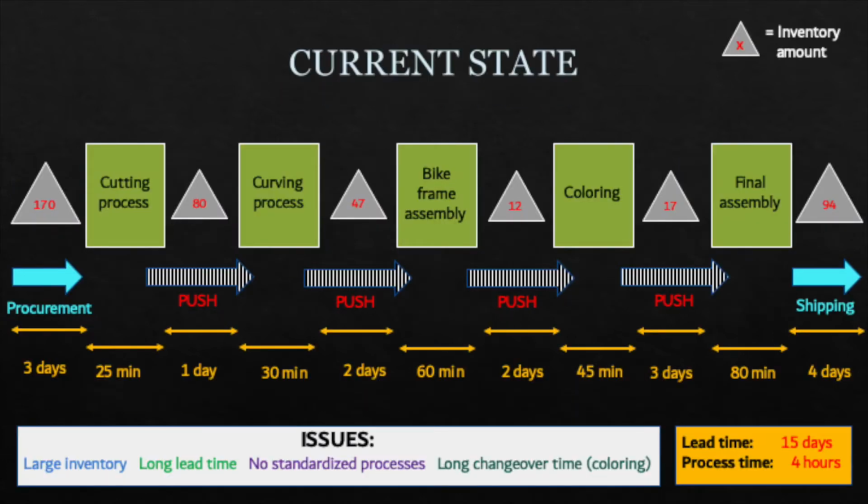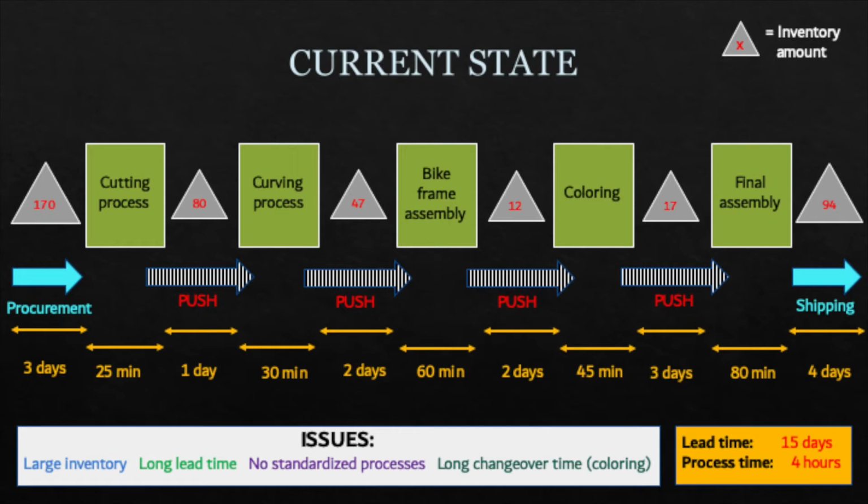The current production is a mass production with the typical push system. The problem with the current system is that we have a lot of inventory and inefficient processes, which ties up capital and leads to a long lead time. Furthermore, the final assembly process lacks standardization, the coloring process has a long lead time, and the cutting process produces a lot of unusable parts. But more about that in a second.